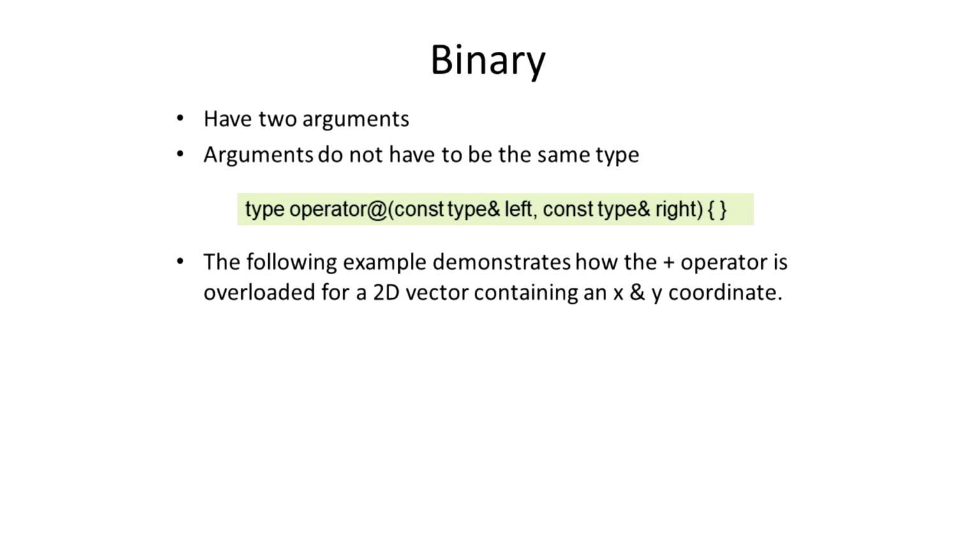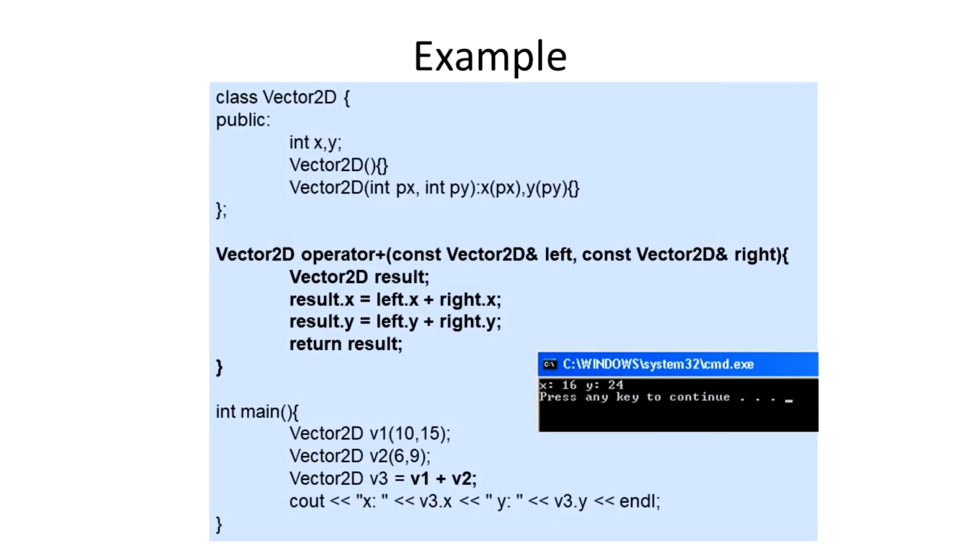And to demonstrate this, we're going to revisit the vector example, which we looked at earlier, and modify it so that we can add vectors together with a plus sign. So in main, you'll notice that we've declared two vectors with x and y coordinates, and then we're going to add them together using the overloaded operator method.